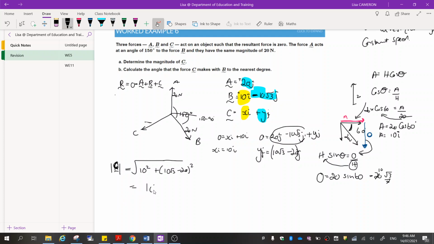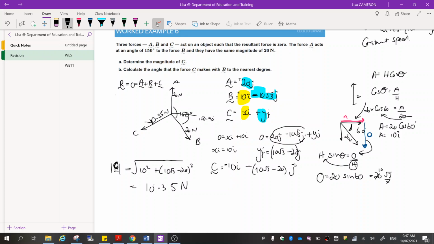And that will give you 10.35. So what it's really saying is the force that's exerted along this C vector is 10.35 newtons of force. And if I want to break it down into component form, then this vector can be expressed as 10i, and then we look for the direction that it's traveling in. Now that'll be minus 10i because it's going backward, and it's going down, so it'll be minus (10 root 3 minus 20)j.